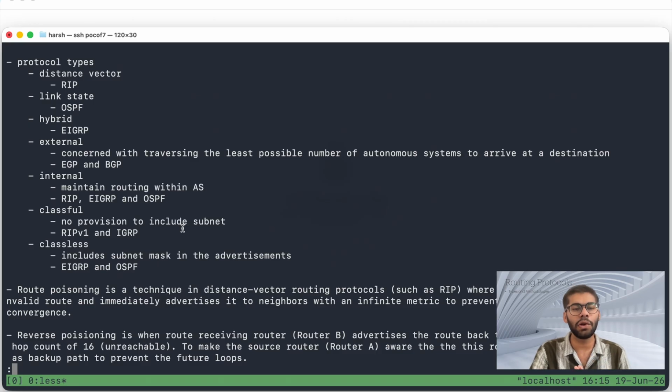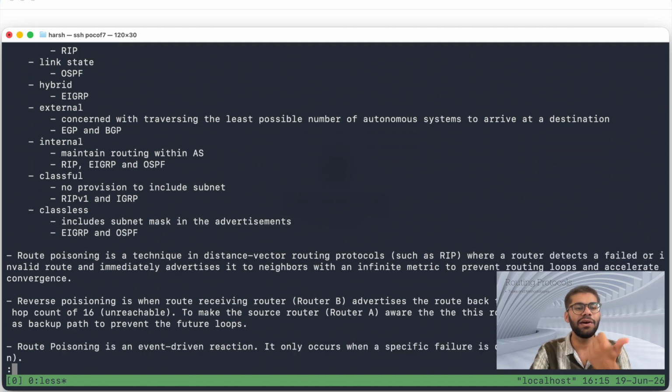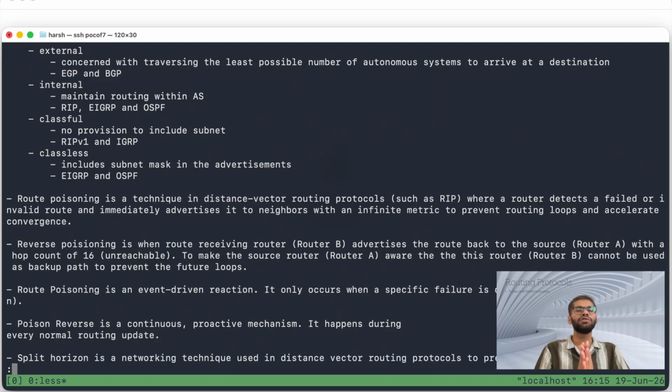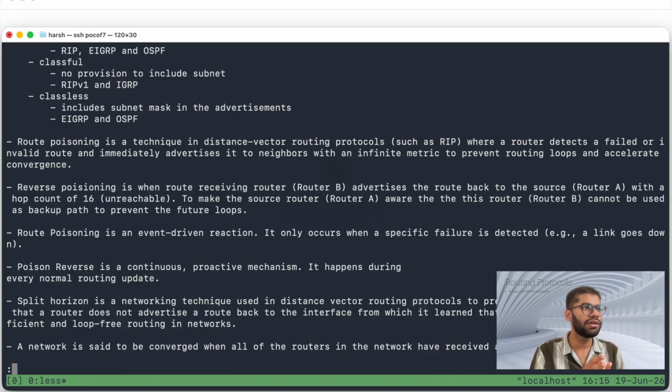So we do have some methodologies that prevent loops, just like STP in layer 3, and these are called route poisoning and reverse poisoning. Let's understand this. The rule of thumb is, when a router learns a route, suppose there's router 1 or router A that learns something from its front facing interface, and then it will pass on that information to router B.